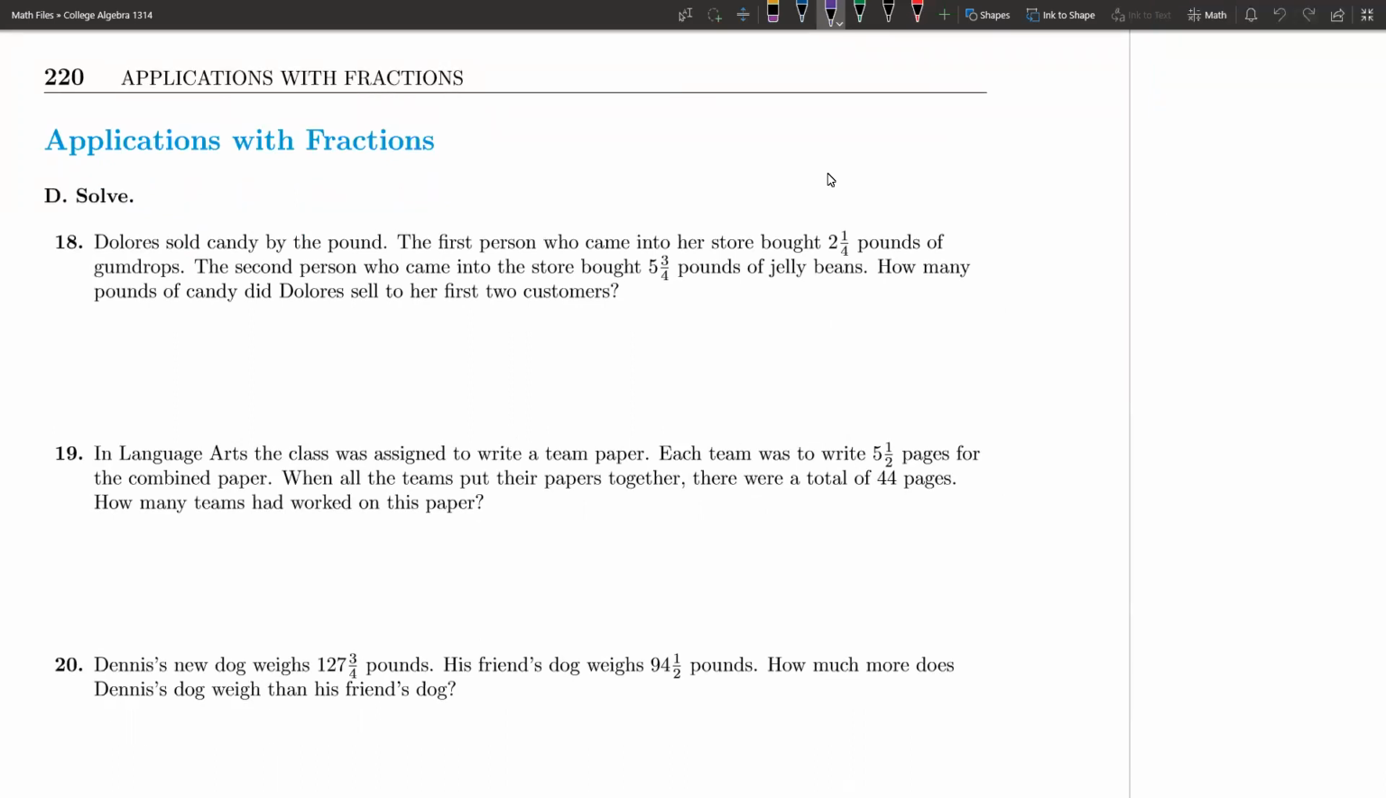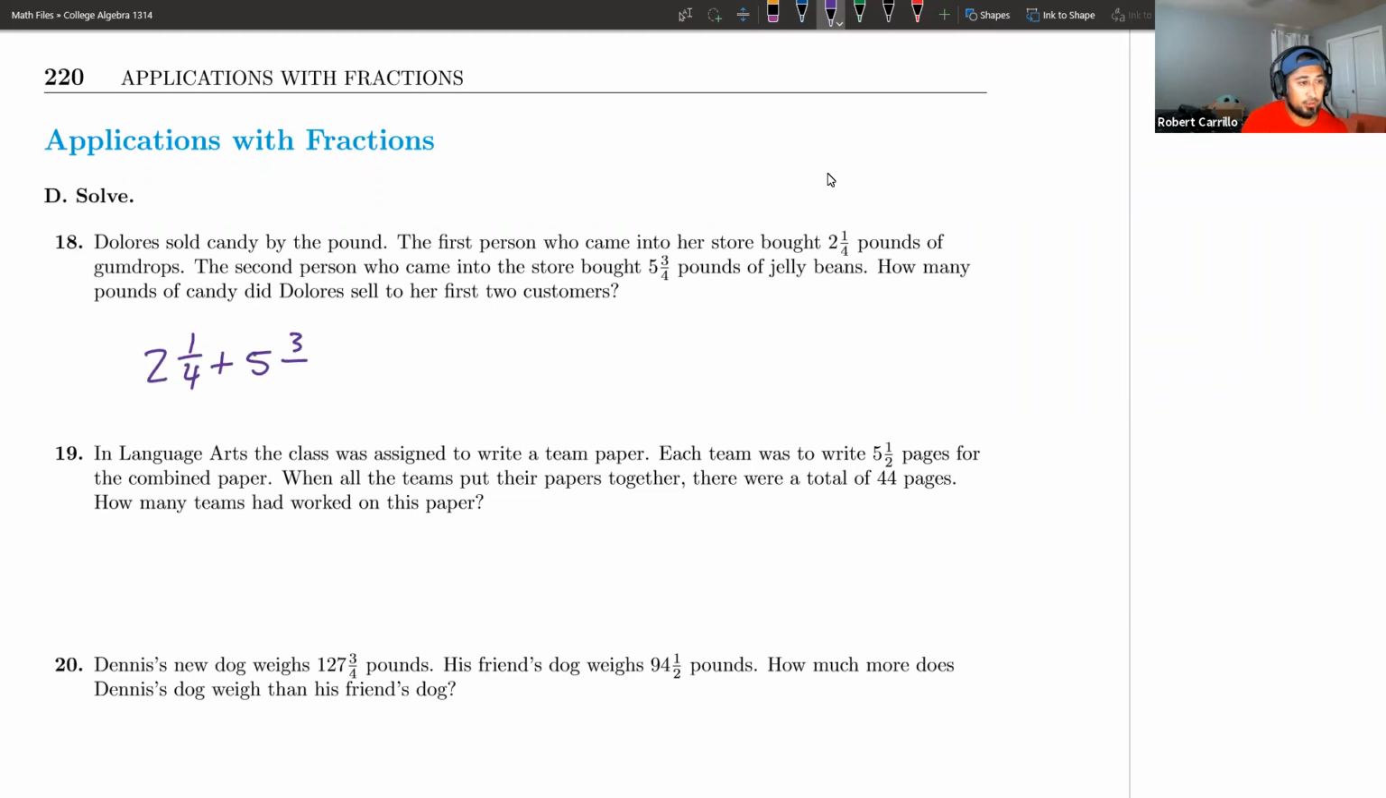Okay, so first up, Dolores sold candy by the pound. The first person who came into her store bought 2 1/4 pounds of gumdrops. The second person bought 5 3/4 pounds of jelly beans. How many pounds of candy did Dolores sell to her first 2 customers? All right, guys, what would the operation be here? Addition, good. So we would have 2 1/4 plus 5 3/4.